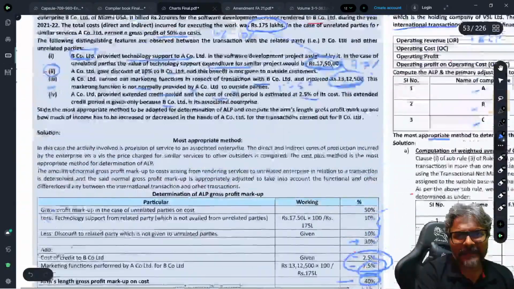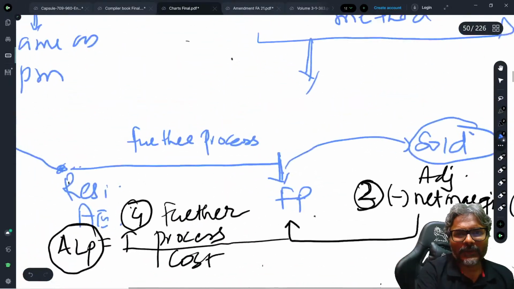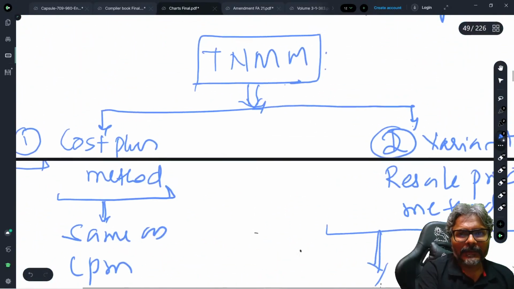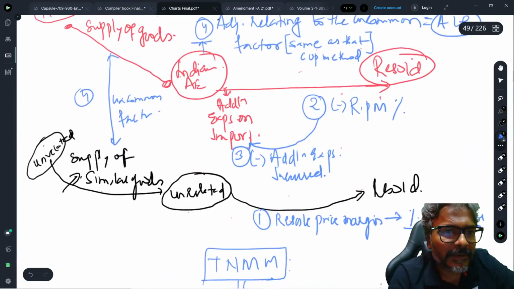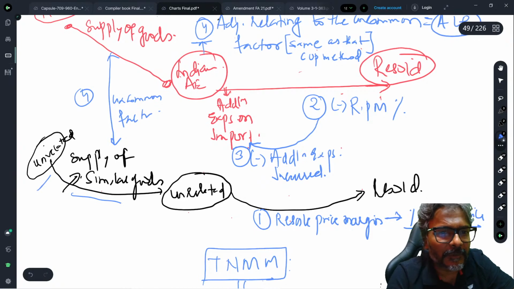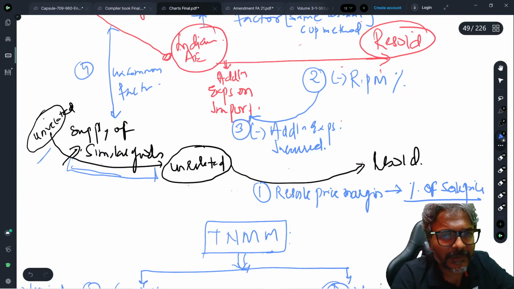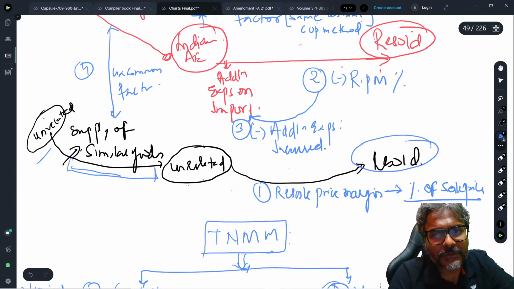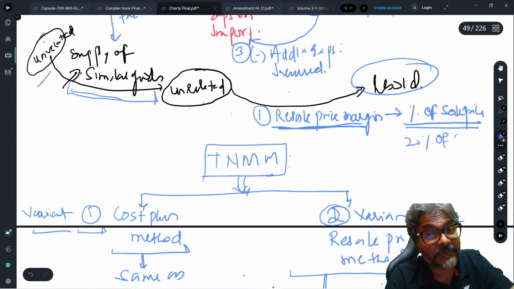Now, in the resale price method, just let me tell you one important point. In the case of the resale price method, what happens? Be careful. Please pay attention to this one. Here an unrelated party is supplying you similar goods, and that similar goods is resold. So first thing, you have to calculate the resale price margin as a percentage of sale price. That's the reason why, in my question, it becomes 20% of selling price. 25% on cost means 20% on selling price.